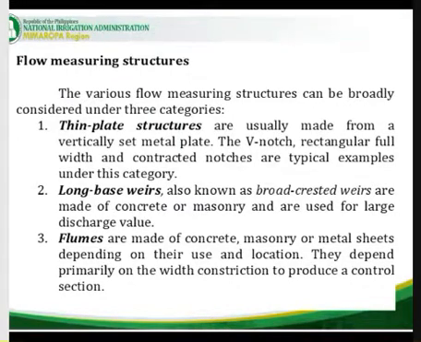Number two, long base weirs, also known as broad crested weirs, are made of concrete or masonry and are used for large discharge values. Number three, flumes are made of concrete, masonry or metal sheets depending on their use and location. They depend primarily on the width constriction to produce the control section.